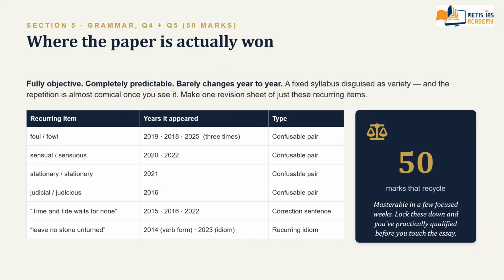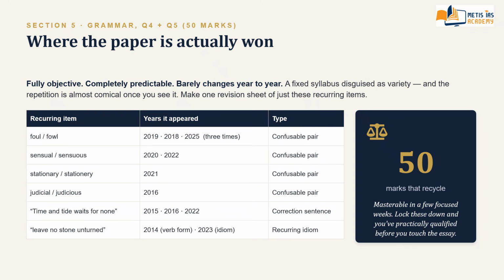Principal or principle, stationary or stationery appears in 2021. Sensual versus sensuous appeared in both 2020 and 2022. Foul, fowl appeared in 2019, 2018, and again in 2025, three times. FOUL versus FOWL. Judicial versus judicious, 2016. Affect, effect, practice, practise, adopted, adapted, canvas, canvass.